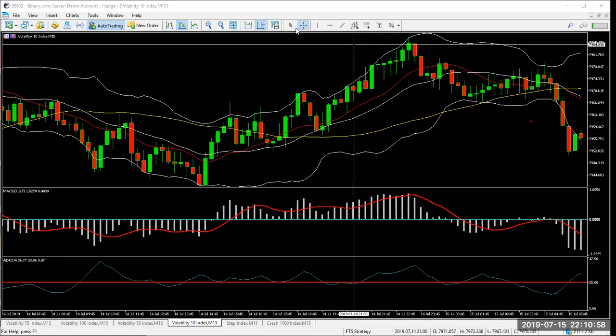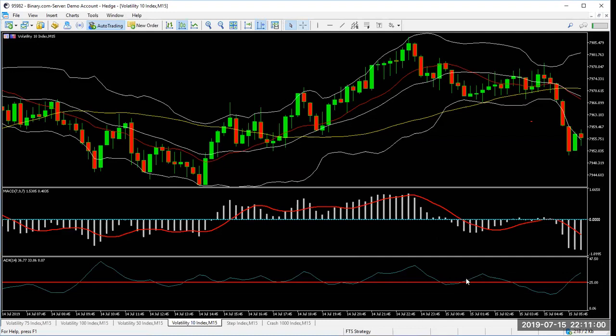Let me change this to a cursor, okay? So the work of this ADX is to tell us if a market is trending or ranging. And according to the strategy, we only trade a trending market. We don't trade a ranging market.